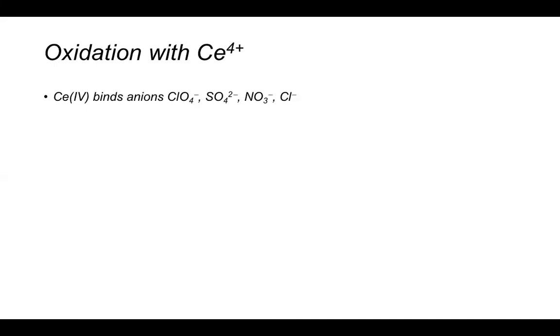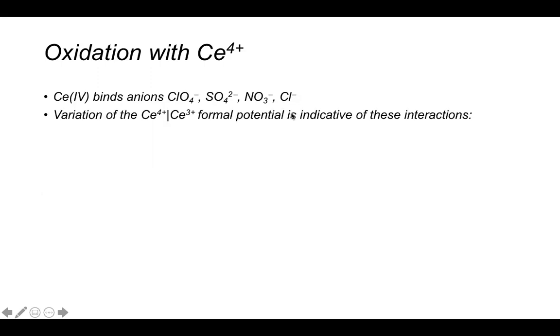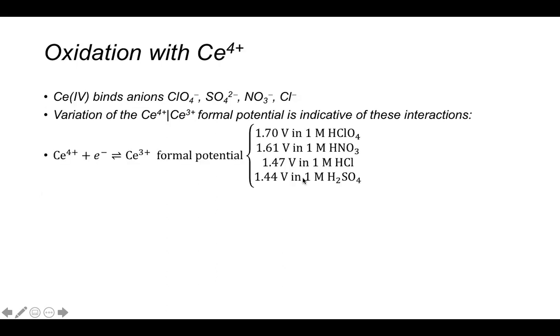Oxidation with cerium 4+. We already saw that cerium 4+ could be a pretty good oxidation agent earlier on, when we were discussing the reduction of iron 3+ to iron 2+. Cerium 4+ binds anions such as perchlorate, sulfate, nitrate, and chloride. The variation of the cerium 4+, cerium 3+ formal potential is indicative of these interactions. So the reduction of cerium 4+ plus an electron to cerium 3+ has a formal potential which changes based on the solution that it's in. This is because of the interaction of cerium 4+ with these ions.